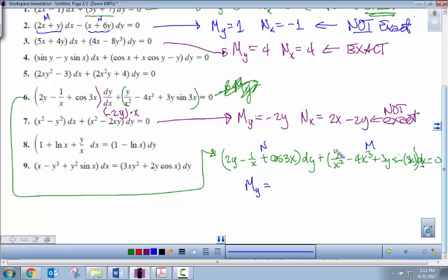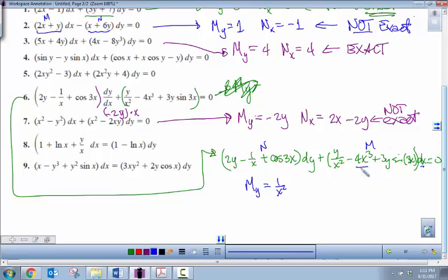So y is a constant, 1 over x is, with respect to y, 1 over x is a constant, 1 over x squared is a constant. So the derivative of a constant times y is just a constant.